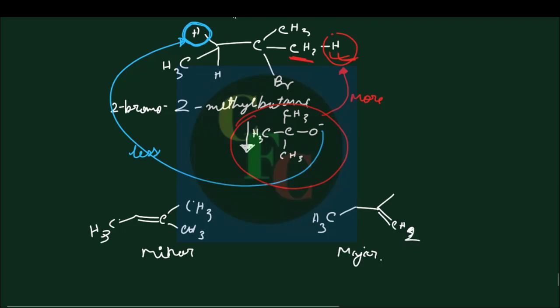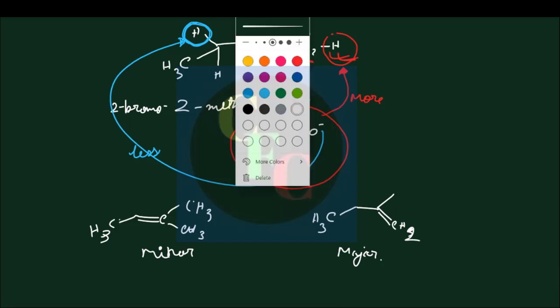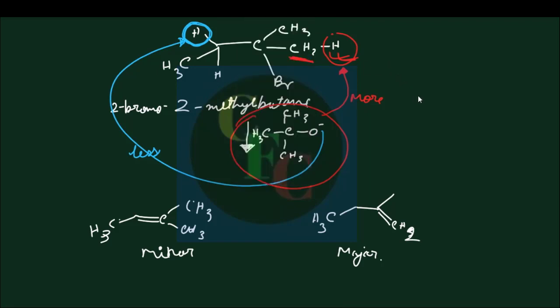Now these products are rather called Hofmann products, right? Hofmann rule or Hofmann products. This is the Hofmann elimination rule.